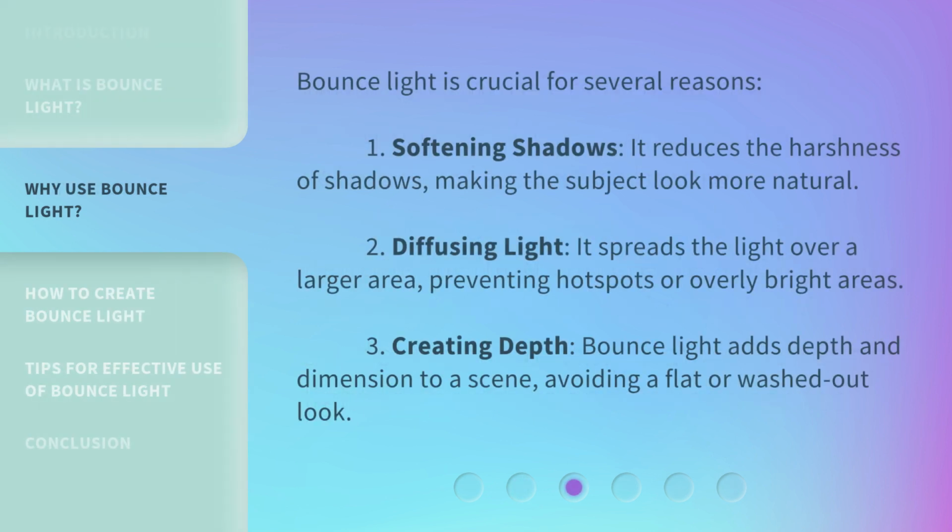Bounce light is crucial for several reasons. 1. Softening shadows. It reduces the harshness of shadows, making the subject look more natural. 2. Diffusing light. It spreads the light over a larger area, preventing hot spots or overly bright areas. 3. Creating depth. Bounce light adds depth and dimension to a scene, avoiding a flat or washed out look.